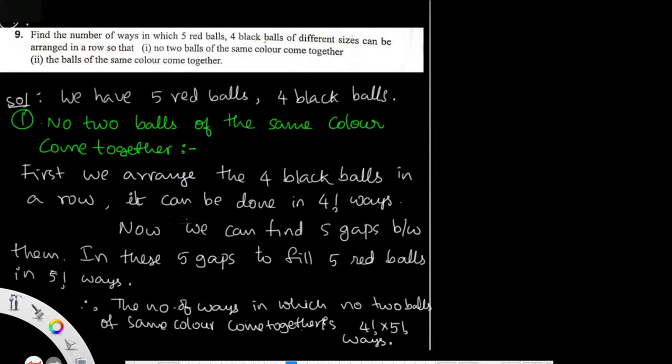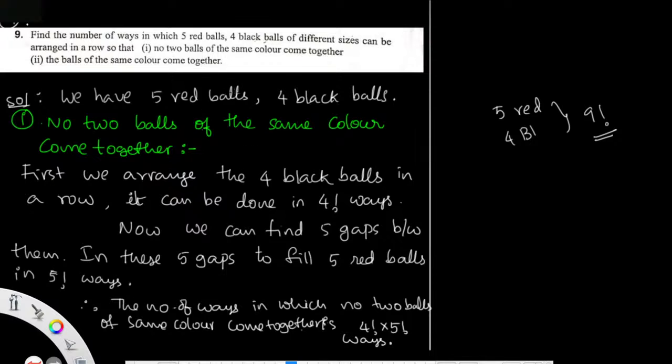This is question number 9. Find the number of ways in which 5 red balls, 4 black balls of different sizes can be arranged in a row. What are they? 5 red balls, 4 black balls. Find the number, that is totally how many you get? 9 things, 9 balls. They can be arranged in 9 factorial.